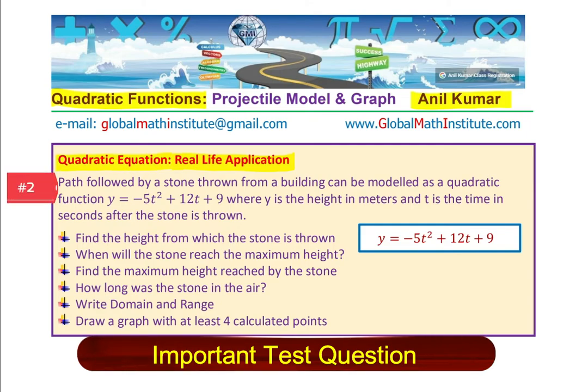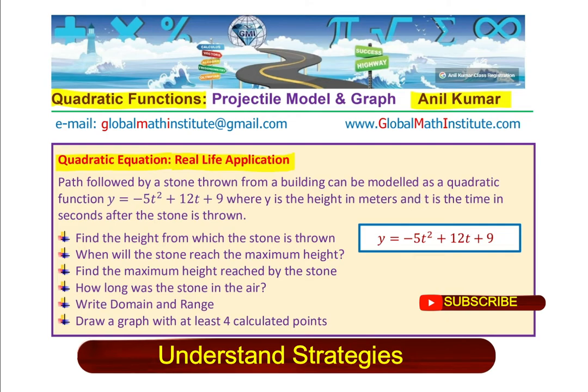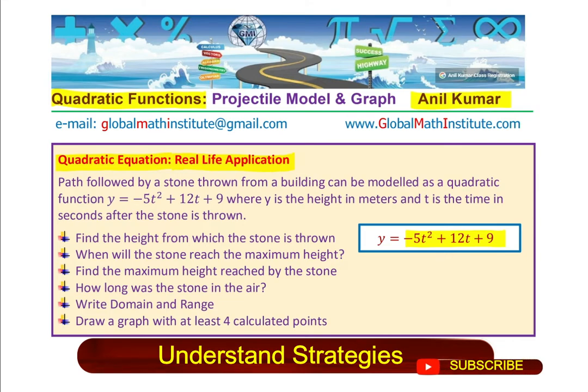The word problem before you is: the path followed by a stone thrown from a building can be modeled as a quadratic function y equals minus 5t squared plus 12t plus 9, where y is the height in meters and t is the time in seconds after the stone is thrown. So we're given the equation clearly, and you need to find all these parameters.